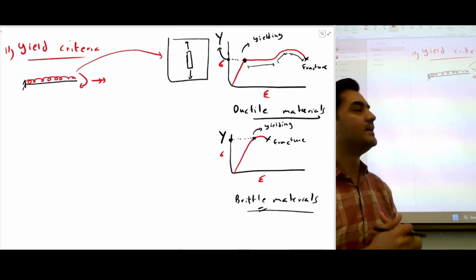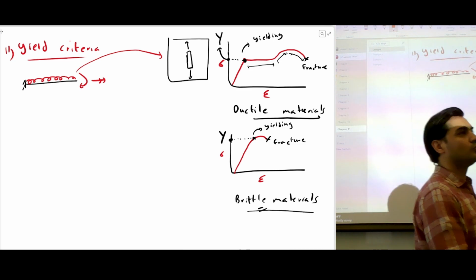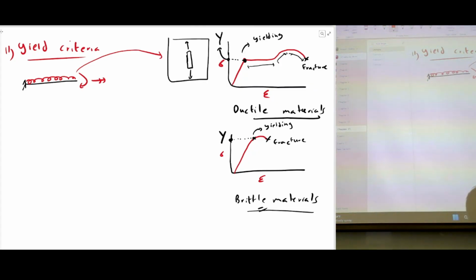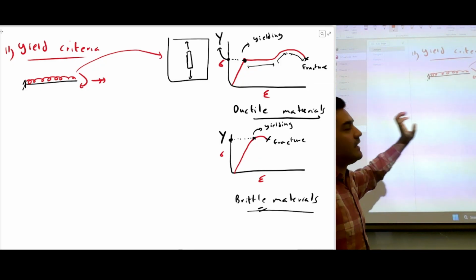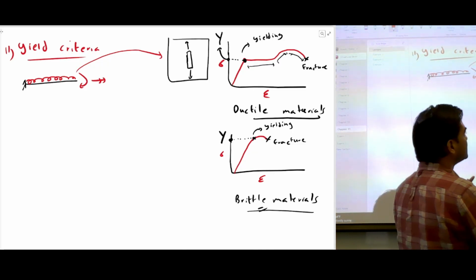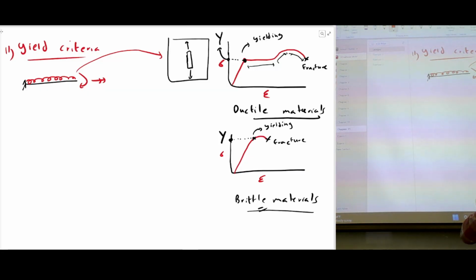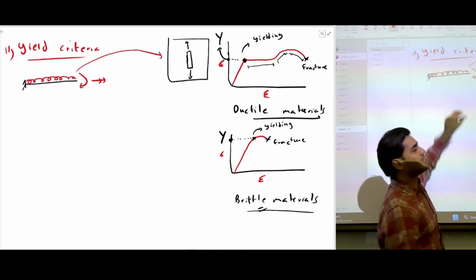Yielding means failure for our case, because we don't want the material to go beyond the stresses of yielding. After yielding you will have permanent deformation, and for a brittle material it's even riskier because you can have fracture. So this is what we have to figure out. There are different theories which come up with solutions where, if we know this yielding, we can try to figure out yielding in this case as well.